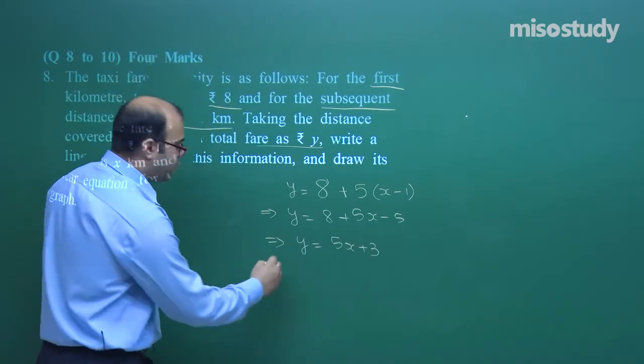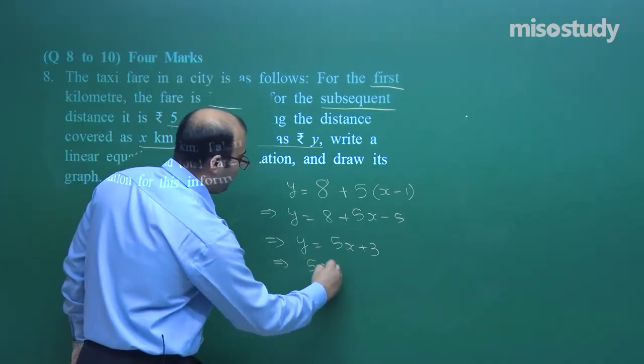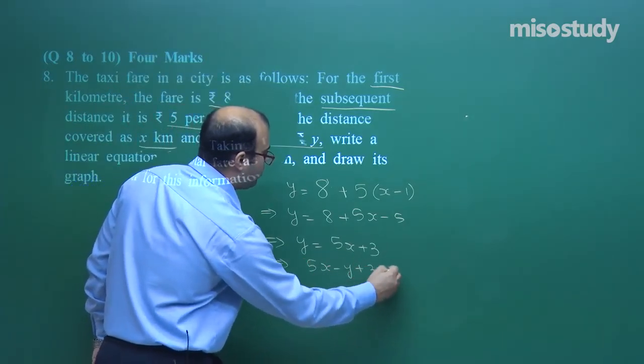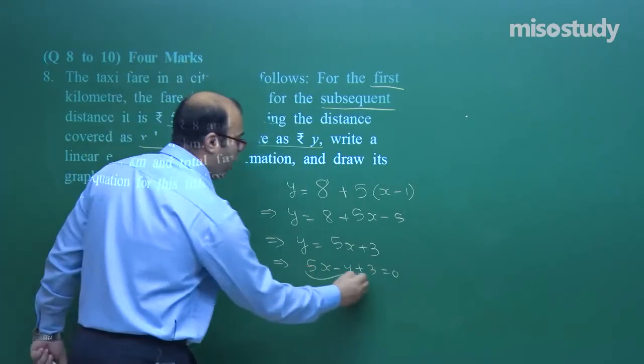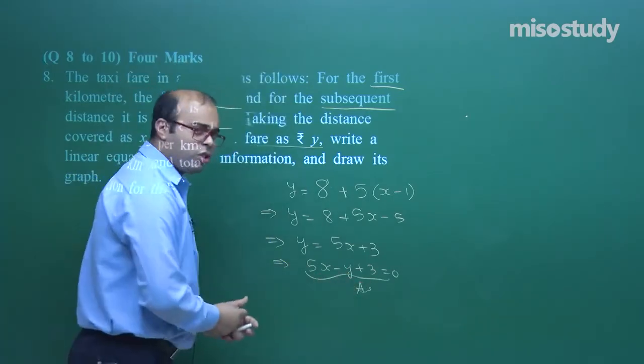So this is the linear equation. You can further write it as 5x minus y plus 3 equal to 0. So this will be your answer. Now you have to also draw the graph.